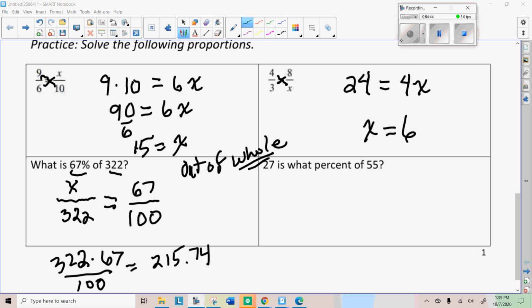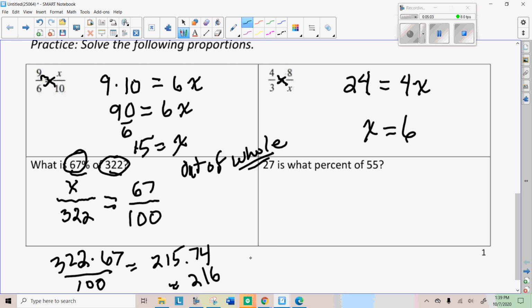So here's what I got, 215.74. We're probably going to want to round that to the nearest whole number because both of these are whole. So the closest we can get if we're looking for accuracy is to the nearest whole. So we'll say it's about 216.